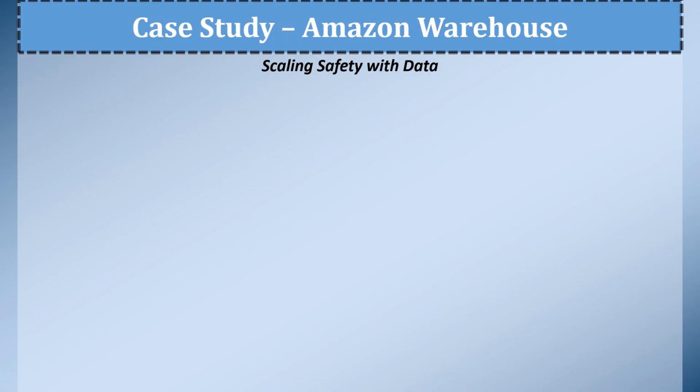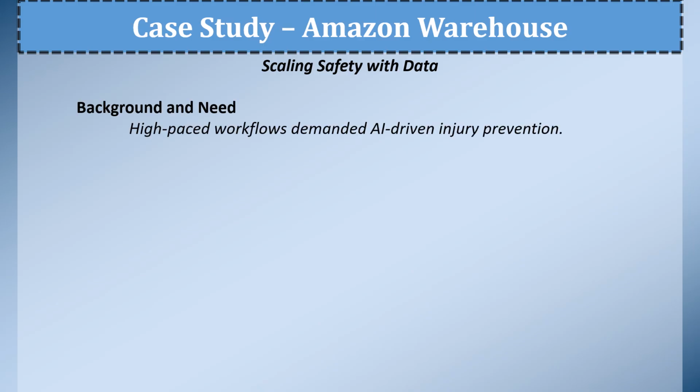Case study: Amazon warehouse ergonomics and AI, scaling safety with data. Background and needs. Amazon warehouses are high-volume, fast-paced environments with repetitive tasks. To reduce injuries, the company implemented an AI-based monitoring system to track body movement and flag unsafe lifting techniques in real time.